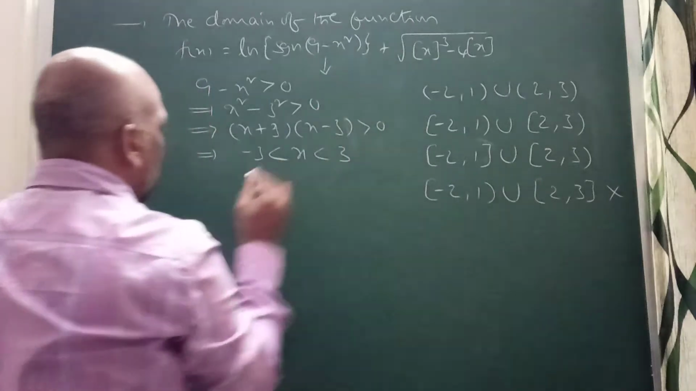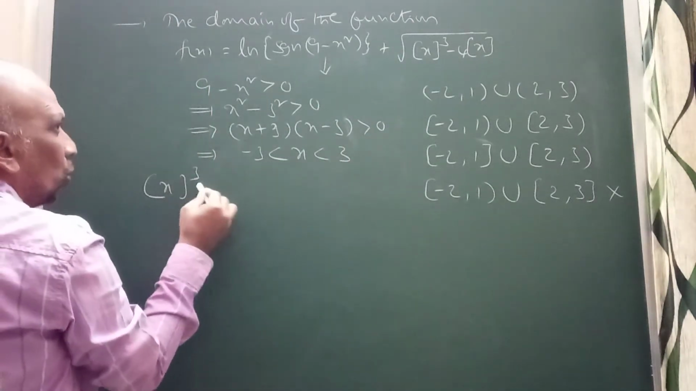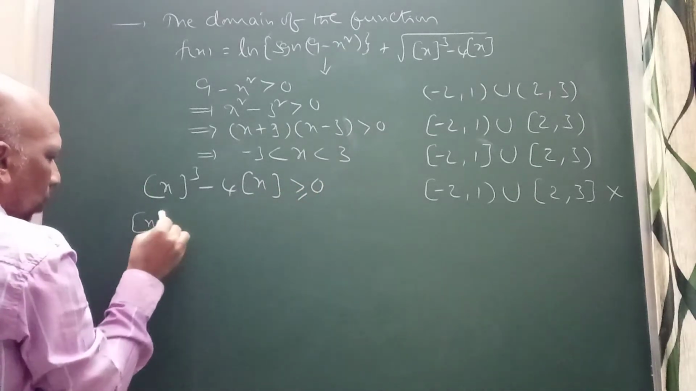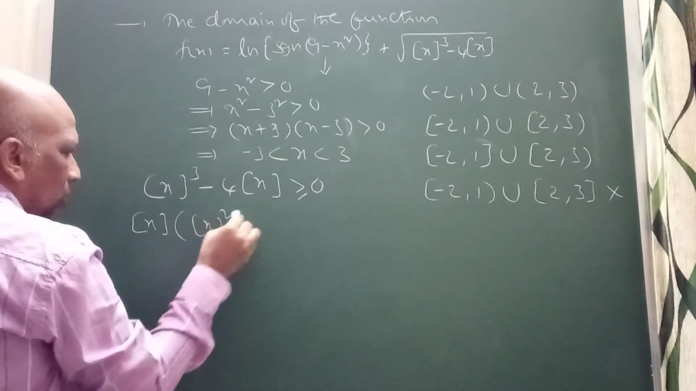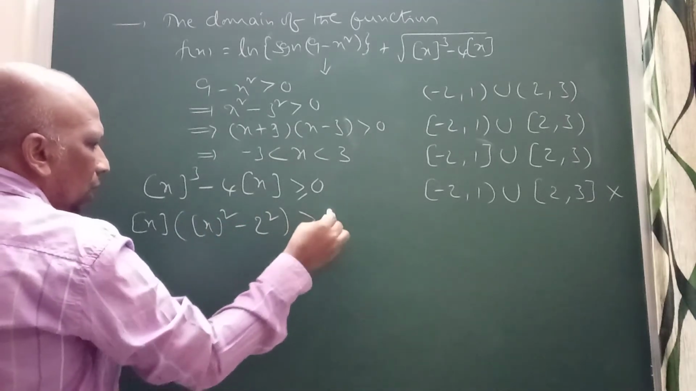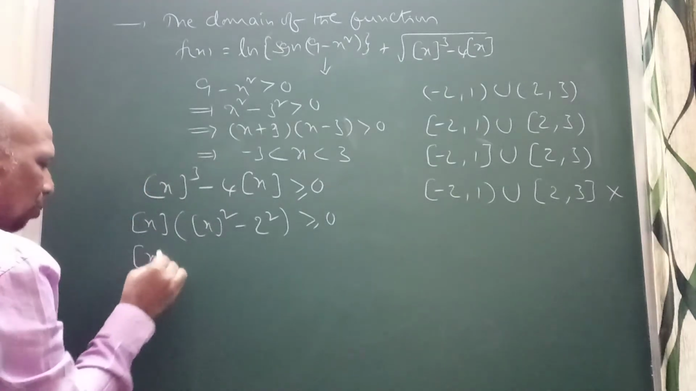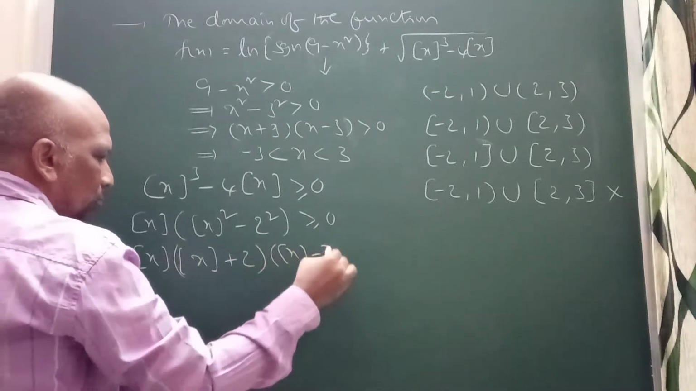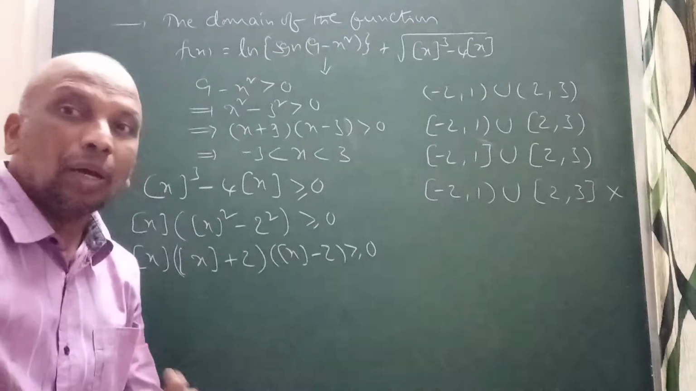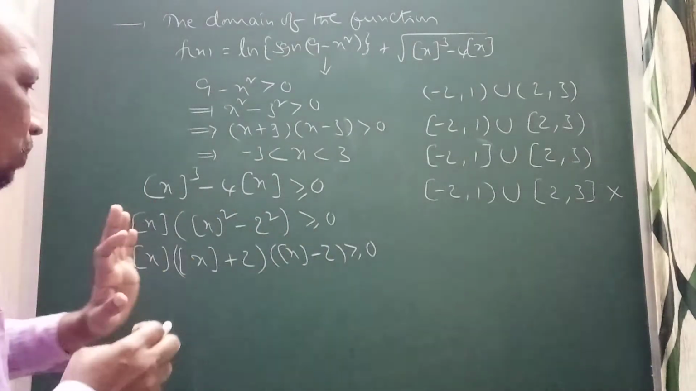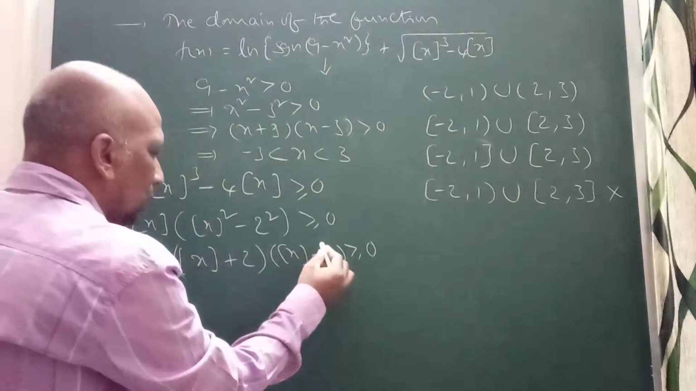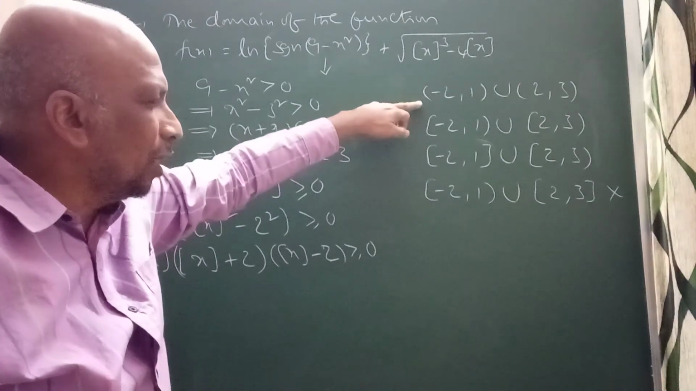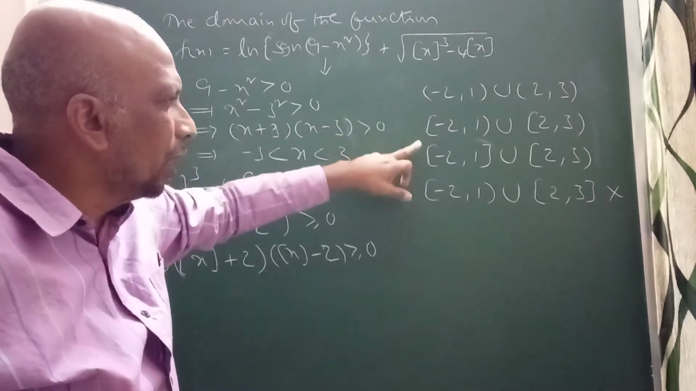Now coming to this. x whole cube minus 4 into x positive, greater than or equal to 0. Take x common, right? You will get x into x square minus 2 square greater than or equal to 0. You can get the factors: x into x plus 2 into x minus 2 greater than or equal to 0, right? Now you can observe here. When I got these values, I can decide from here. First option, excluding minus 2, correct? Excluding minus 2, including minus 2.